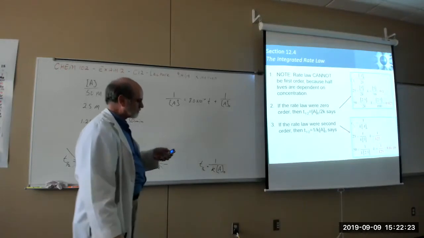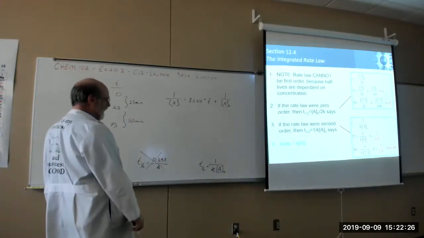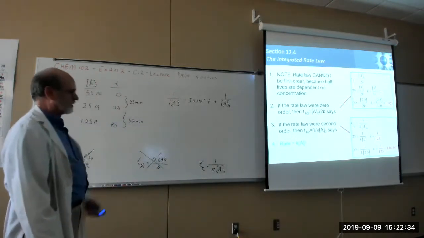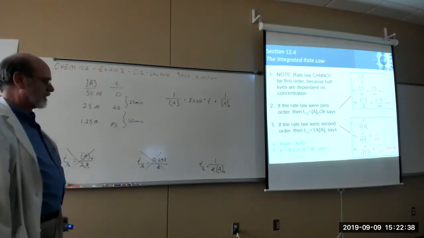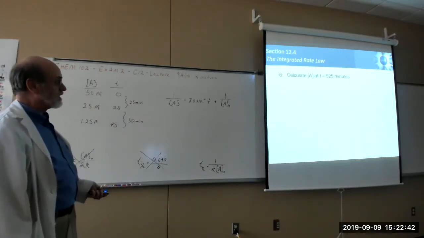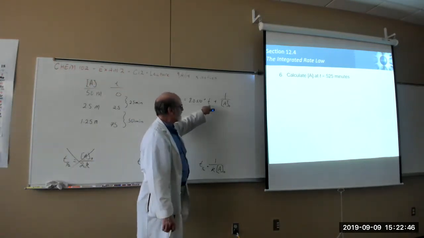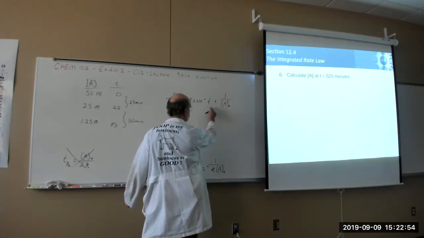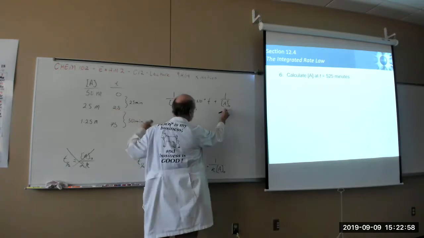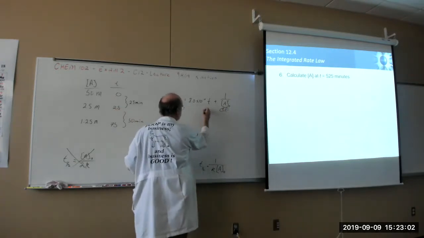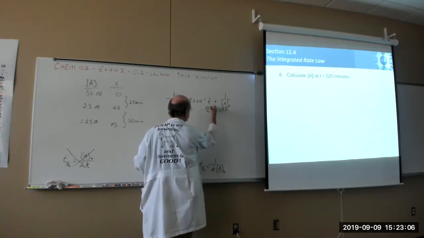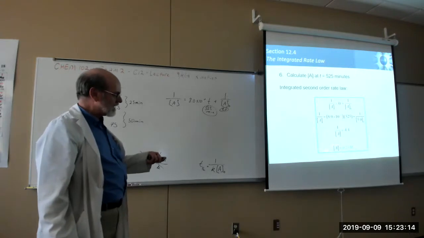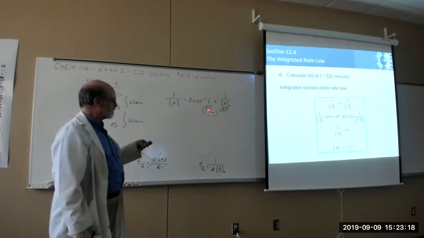Reciprocals, second order. So in that case, the rate would be this value times A squared. That would be the rate law. But we don't need that now. What we need is the integrated version, because it incorporates T as one of the variables. And that's what we want to use, 525 minutes, if we start at 5.0. So 5.0 goes here, 525 minutes here. Then we solve for this one. And that tells us that A is 0.23 molar after 525 minutes.